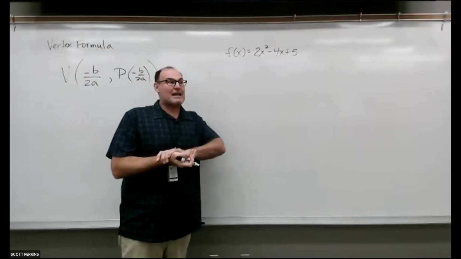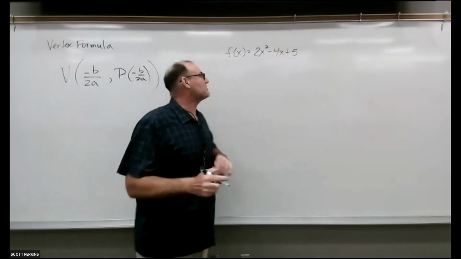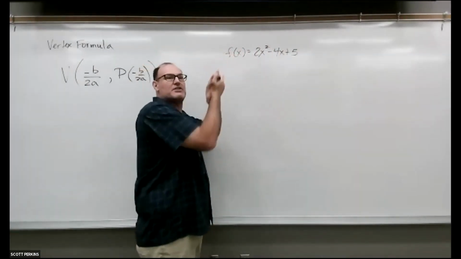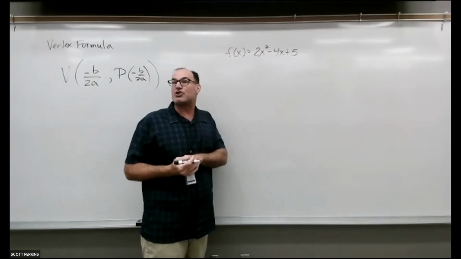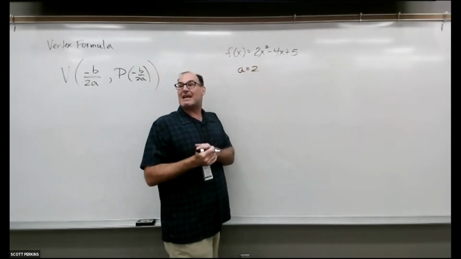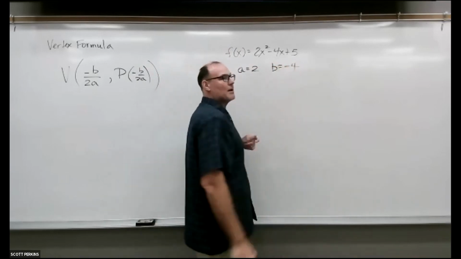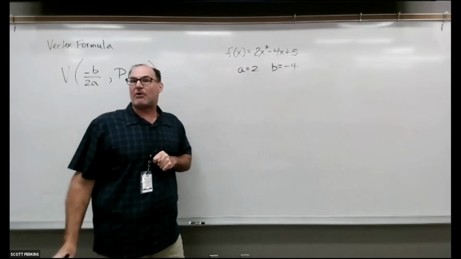Well, I made negative b over 2a. So let's first identify what a and b are. What's the value of a according to the standard form of this function? Okay, a is equal to 2. What's the value of b? Okay, don't forget that negative. I heard you say it, but I just want to make sure we're clear. It's negative 4.